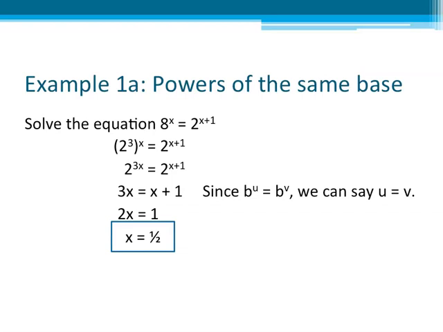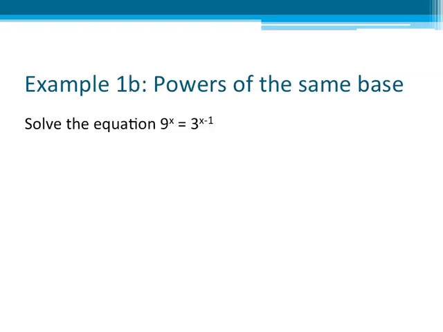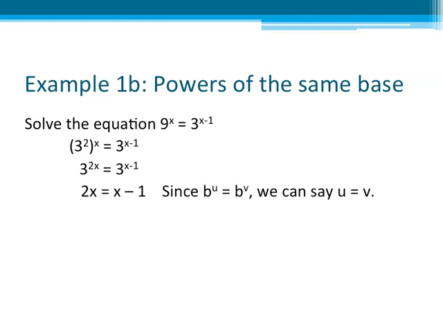Let's look at the next one. 9 to the x is equal to 3 to the x minus 1. Again, see if you can rewrite those to have the same base. So 9 is 3 squared, so we'll write 3 squared to the x equals 3 to the x minus 1. So on the left we have 3 to the 2x equals 3 to the x minus 1. Now we have the same base on both sides, and we can set the exponents equal to each other. So 2x equals x minus 1, and solve for x. Subtract x from both sides, and we get x is equal to -1.